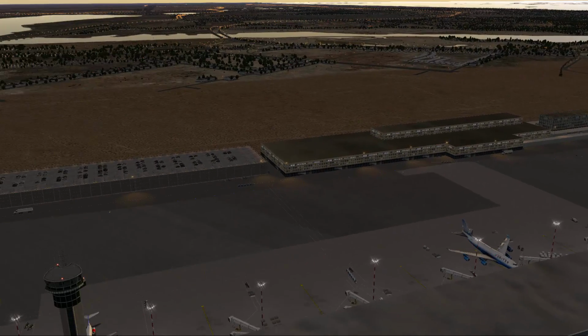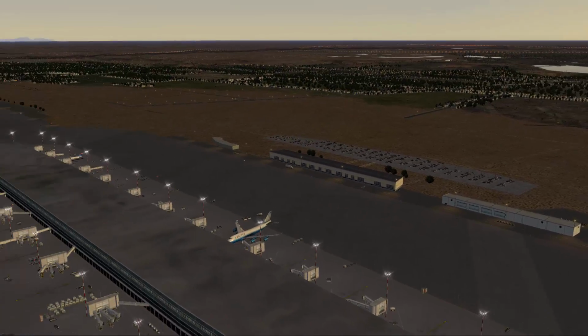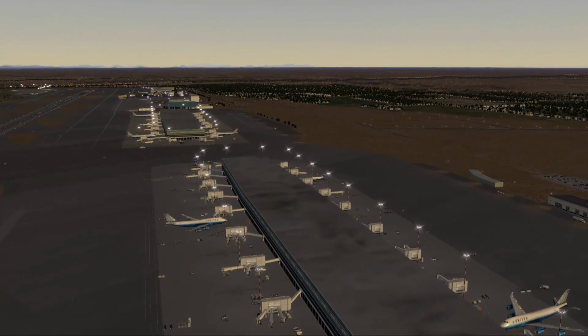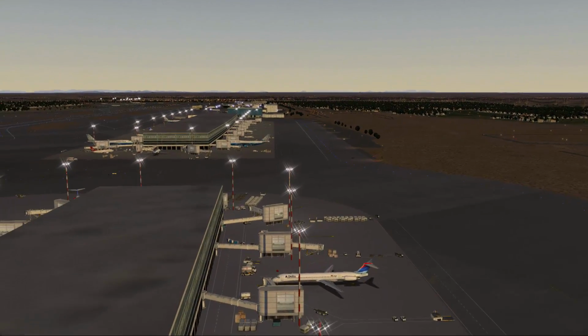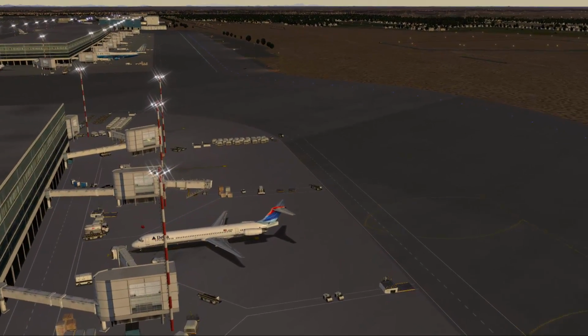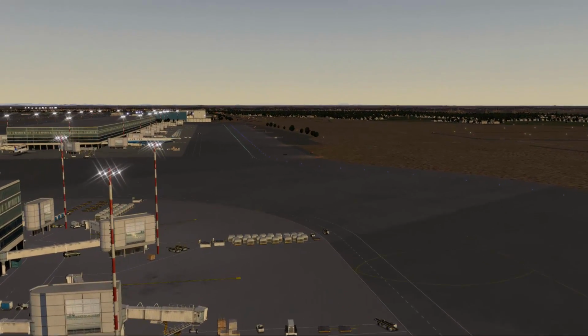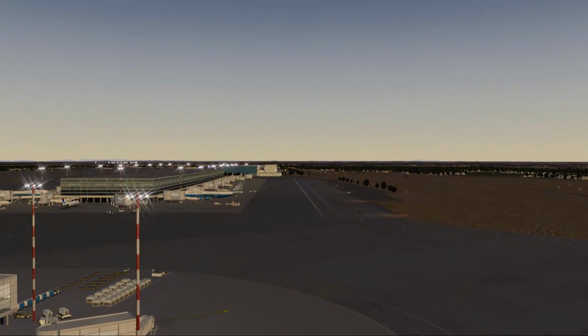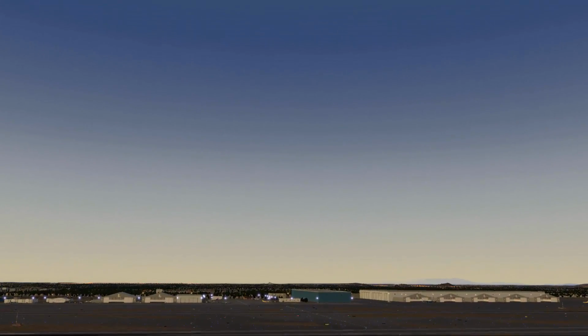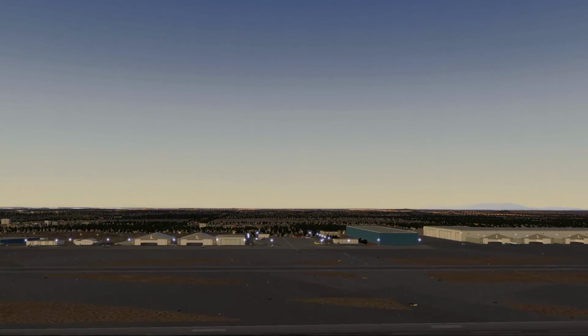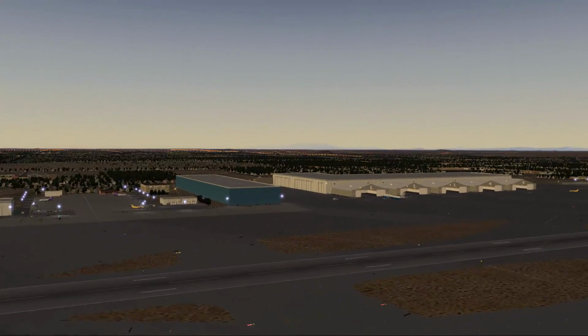I'm moving the free camera around here, panning with the right mouse button, then moving with the arrow keys and the forward and left key just to show you around the airport. There are three big passenger terminals here on the south side, and in the middle we have two parallel runways, 1-2 left and right and 3-0 left and right.